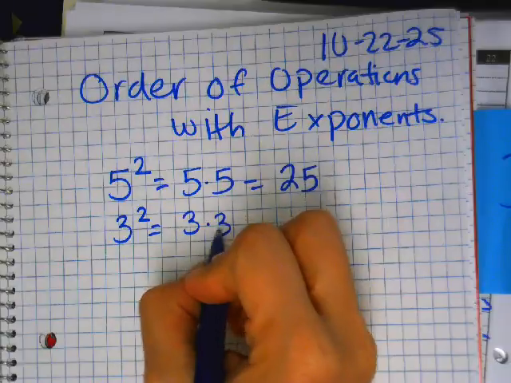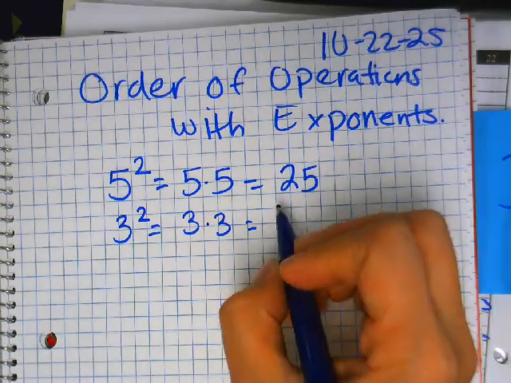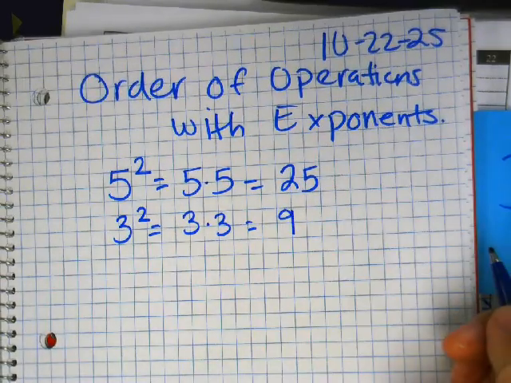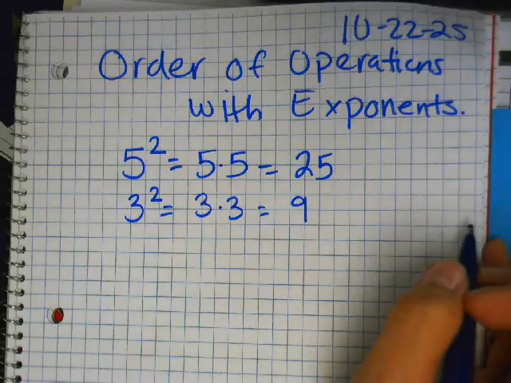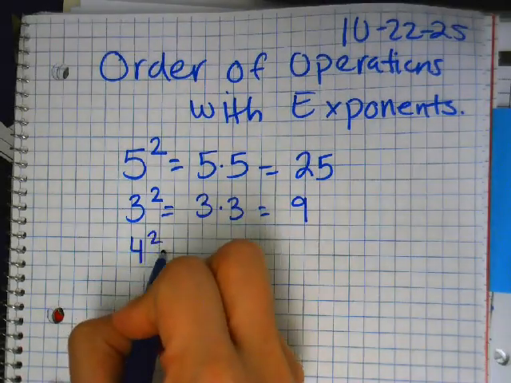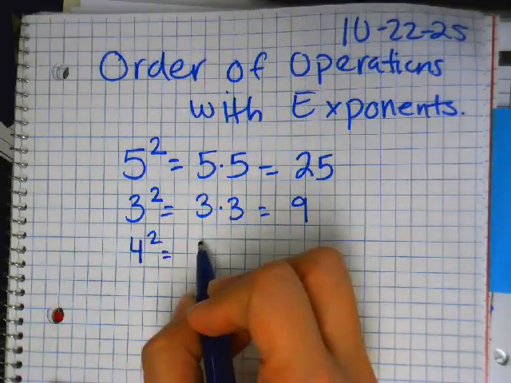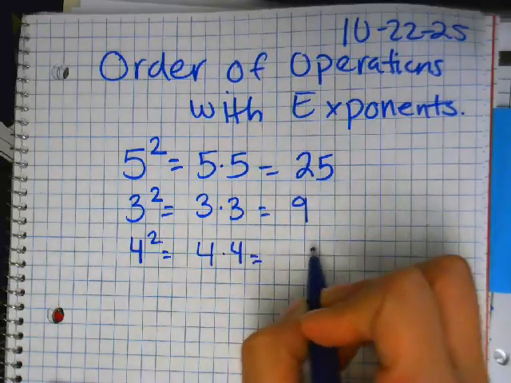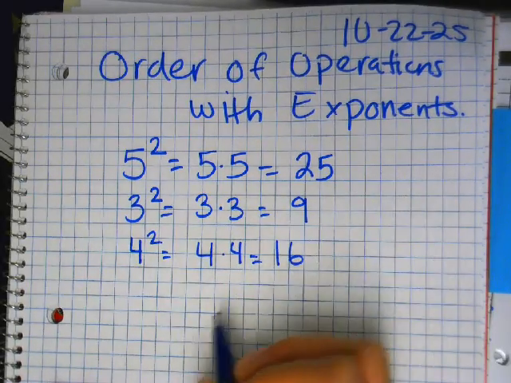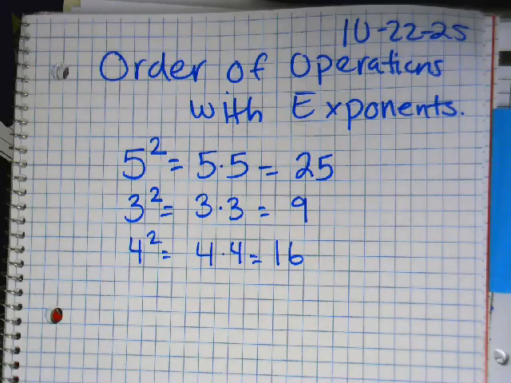3 times 3. What's 3 times 3? 9. Okay. What's 4 squared? 4 times 4, which is equal to 16. These are the most common ones. These you'll see a lot. These are the most common ones that we use in math. We'll use them in high school a lot more than we use in here, but we will have a lot right now in our worksheet.